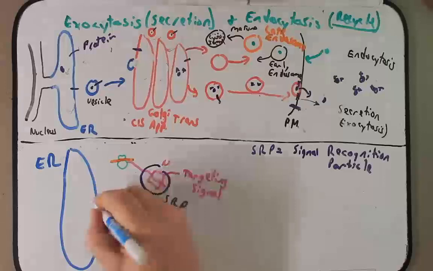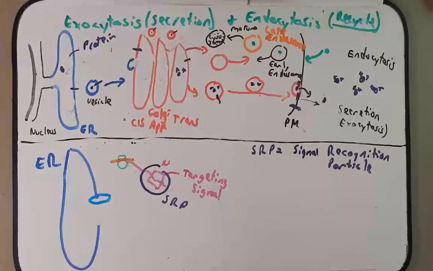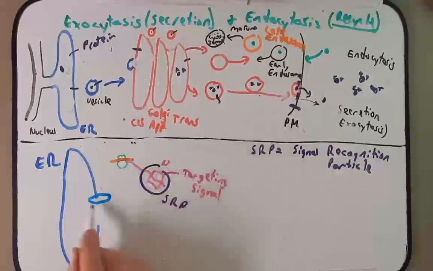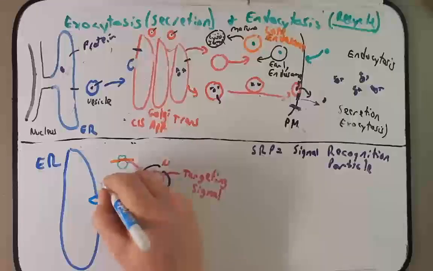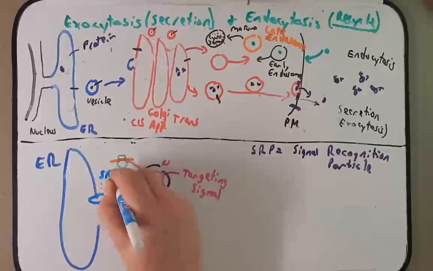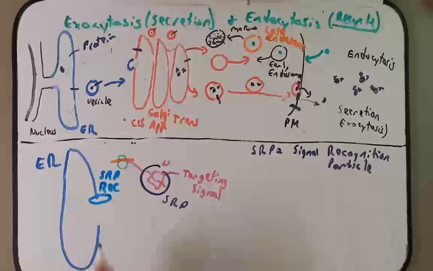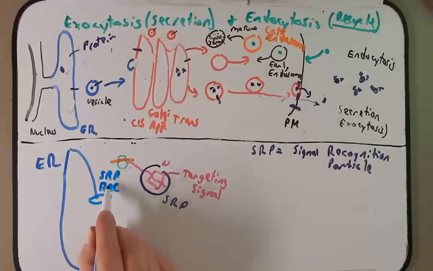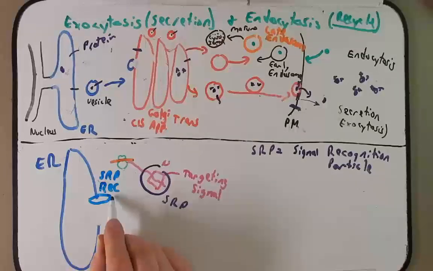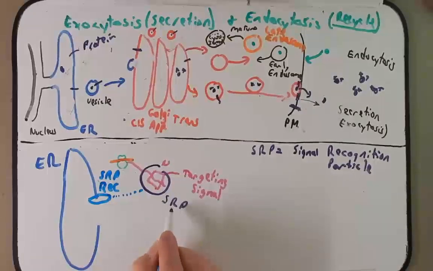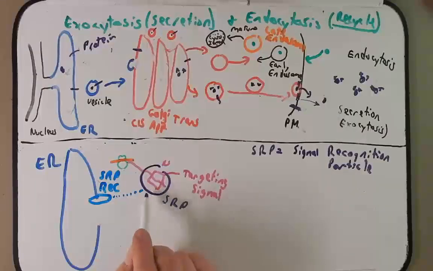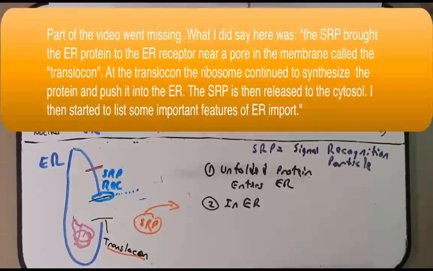The ER has a protein here, a transmembrane protein, called the SRP receptor. I don't have room, so I'm just going to write REC. But this SRP receptor will bind to this SRP. And when it binds to this SRP, it brings it to this membrane.